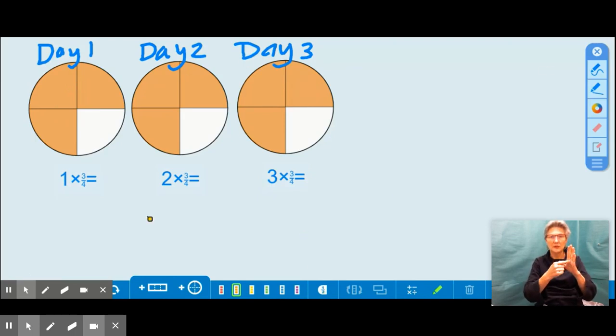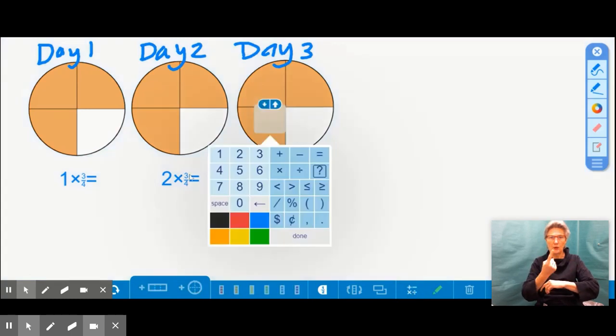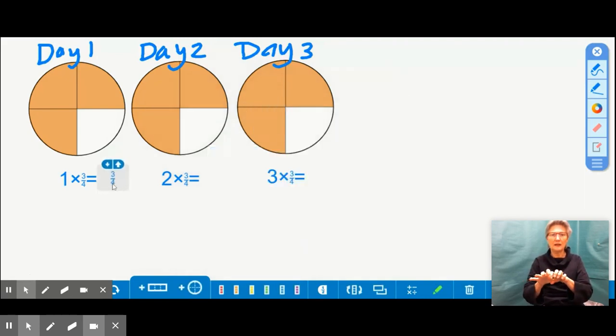Down here, I typed out an equation because I'm thinking if this is day 1, I know that this circle here represents 1 times 3/4 of an hour, right? In day 1, he did 3/4 of an hour. So 1 times 3/4 is 3/4. I'm going to type that in and put it over here. So I know that at the end of day 1, he practiced for 3/4 of an hour.